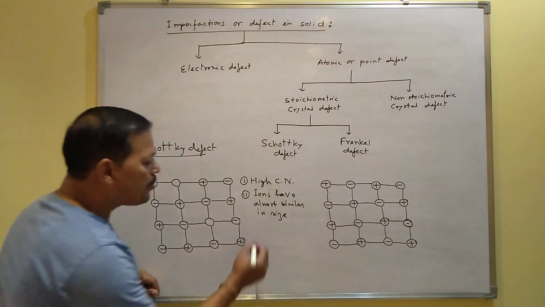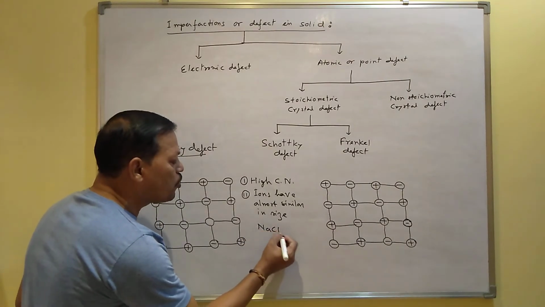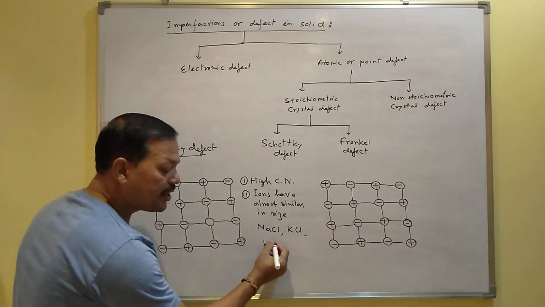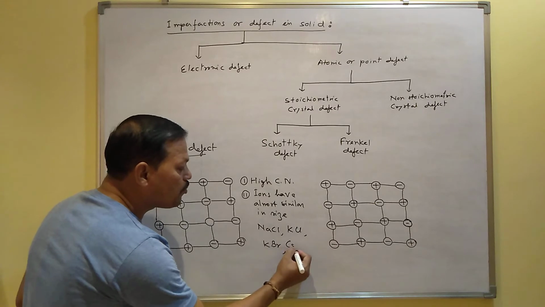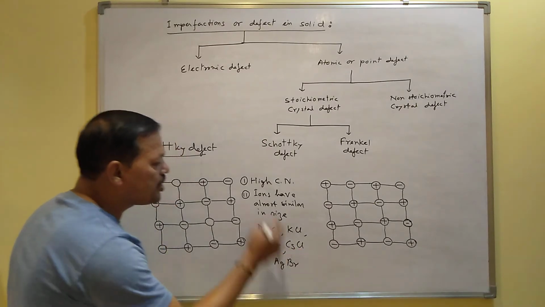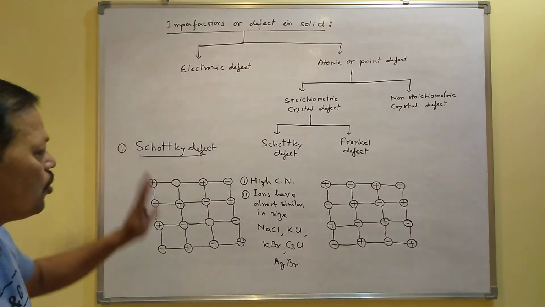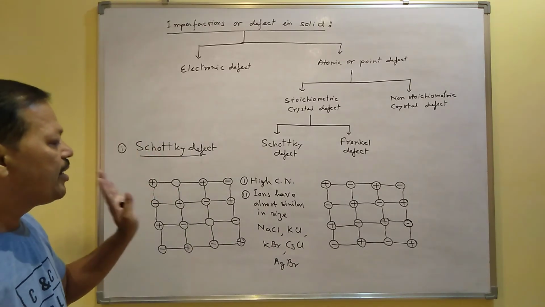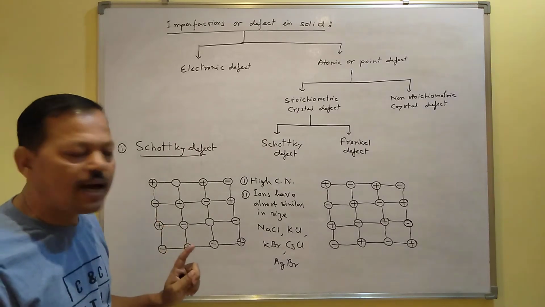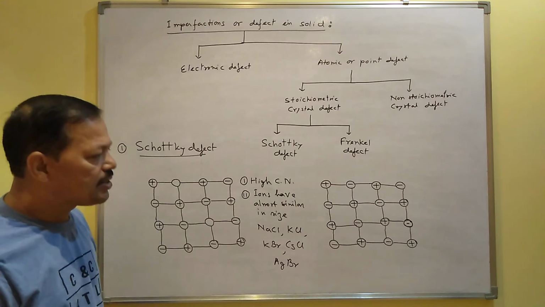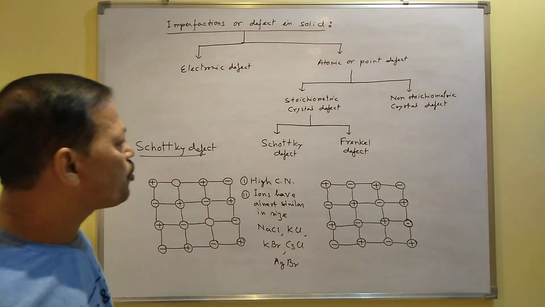If you want to know some examples, sodium chloride can show, potassium chloride can show, potassium bromide can show this type of defect, cesium chloride also can show this type of defect, silver bromide also can show this type of defect. So Scotty defect shown by those ionic crystal in which the coordination number is high and the cations and anions have almost similar in sizes. So this is about Scotty defect.